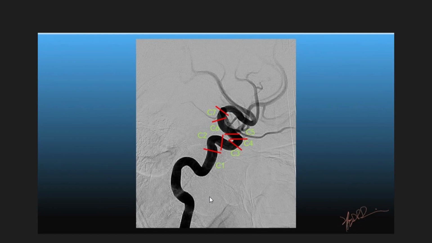Again, the same thing is shown here. This is almost the region where CCA divides into ICA and ECA. Sorry, this is the part, and then this is the C1, which is the cervical segment, and C2, which is the petrous, vertical petrous and horizontal petrous. C3 is the lateral part. C4 is the cavernous part. C5 is the clinoidal part. C6 is the ophthalmic part. You're seeing the ophthalmic artery coming here, and then you have the C7, or the communicating part.